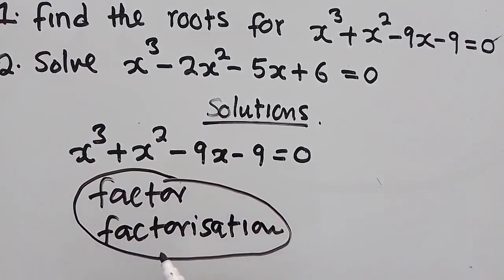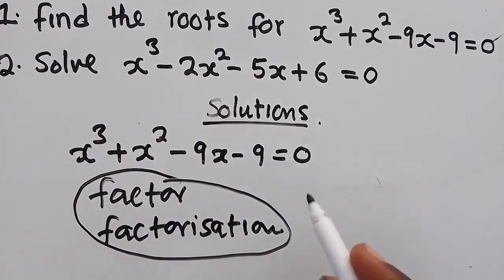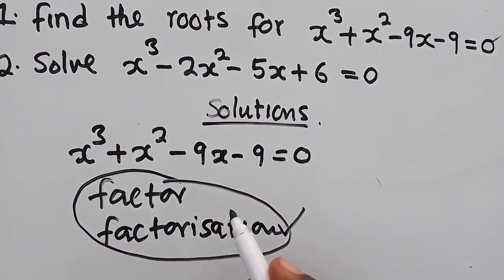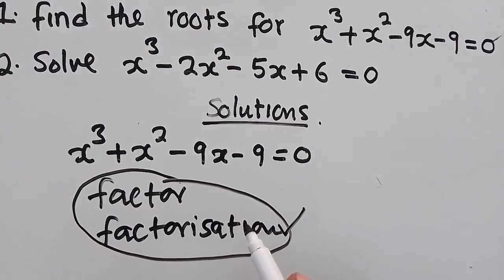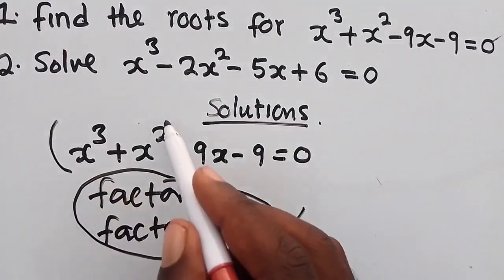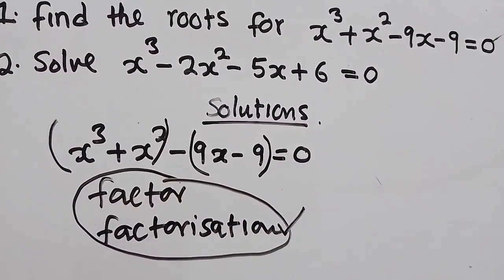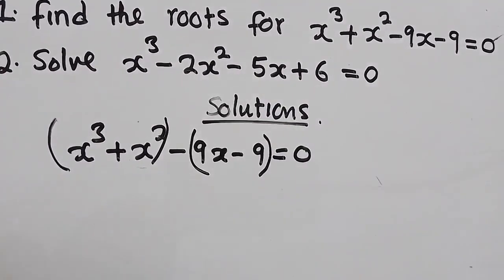Whenever you are given a cubic equation and you are told to solve that equation, the first thing you need to try is the factorization method. You try if factorization is going to work out. What do I mean by factorization? You put these numbers like this, you factorize this, you factorize this, to see if you are going to have the same thing in the brackets.